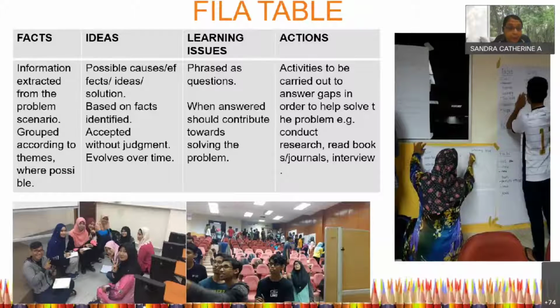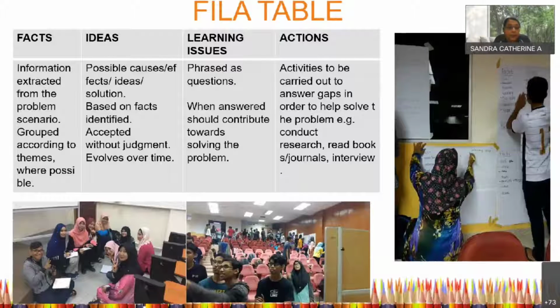So the first column is facts, and what the students need to do is extract the information from the trigger. Let's say you have an image. Under the facts column, they have to write what the image is about. Okay, and in the ideas column, all of the members have to give ideas. What do you think that image is about?